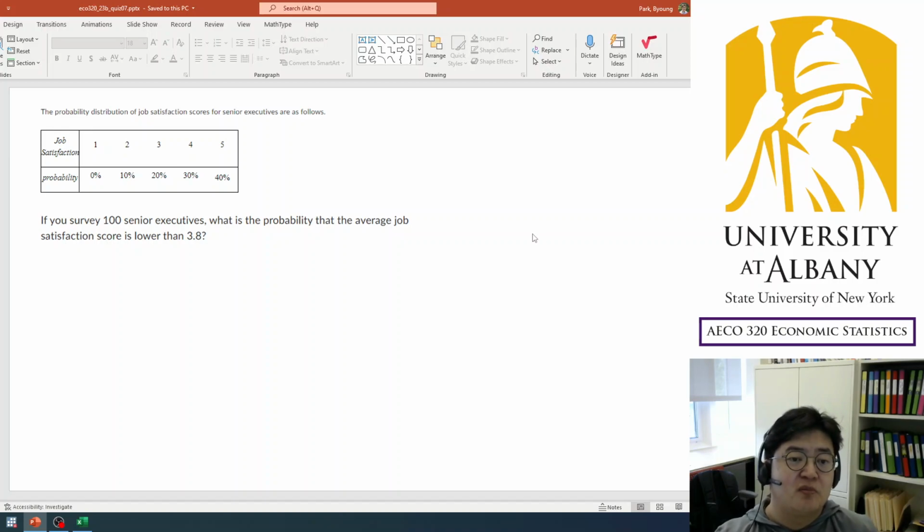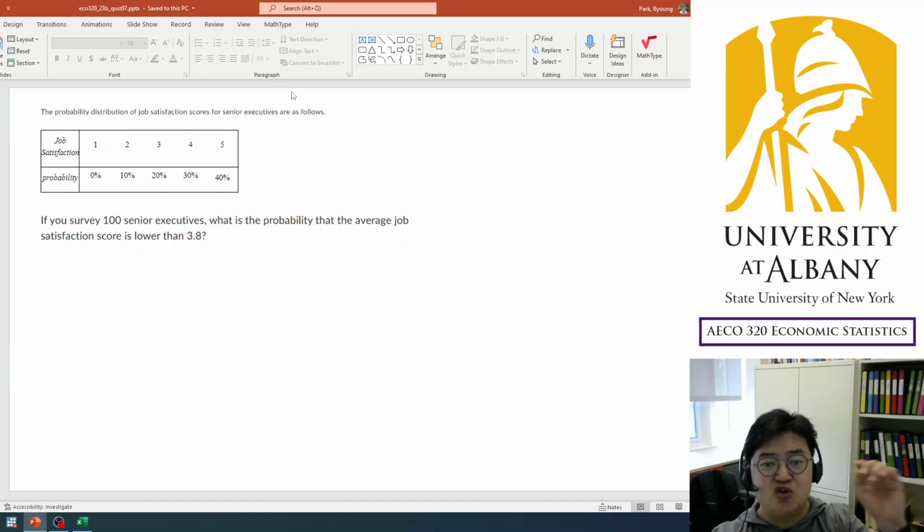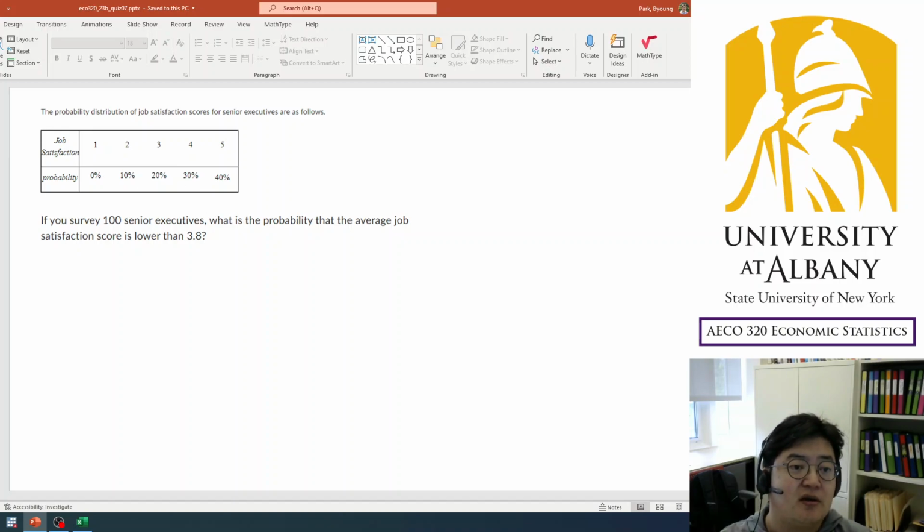Next question. Here, the probability distribution of job satisfaction scores for senior executives are as follows, right? If you survey 100 senior executives, what is the probability that the average job satisfaction score is lower than 3.8? So, first, we have a distribution. And this distribution is for one observation. So if you randomly choose one senior executive, this is the probability distribution for her or his job satisfaction score. Okay? But if we are handling 100 executives and their average, okay? The average job satisfaction score out of 100 executives is what we are interested in.